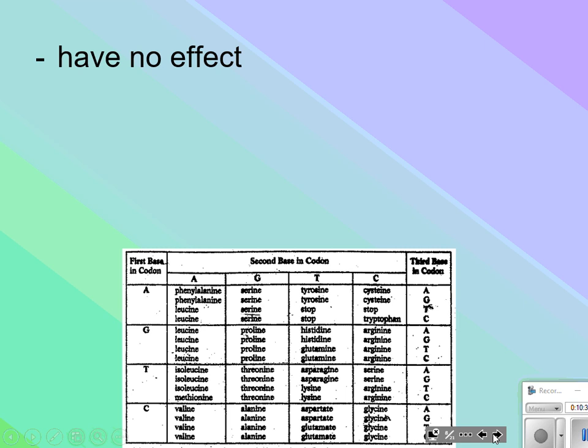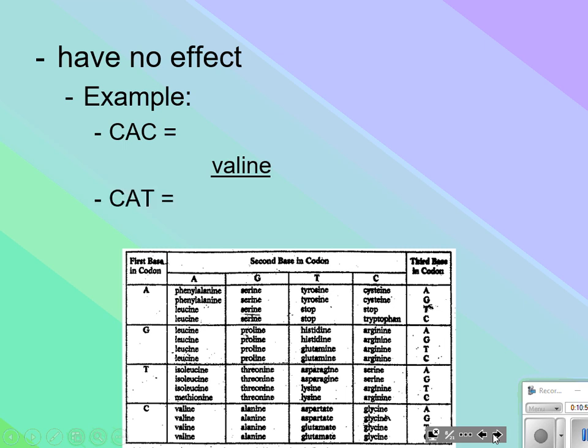Also, mutations can have no effect. It could be good, could be bad, could be nothing. What do you mean by that? A mutation doesn't have any effect? Well, let's look at this. We have a CAC. We were just talking about that, right? That translates into what? Valine, correct?